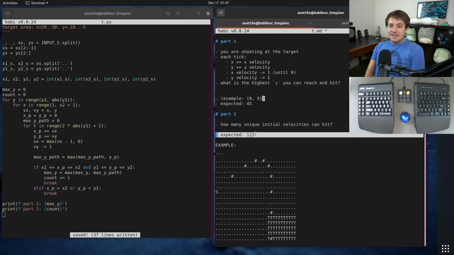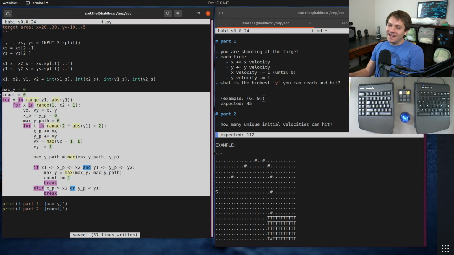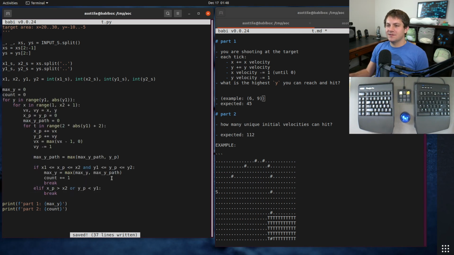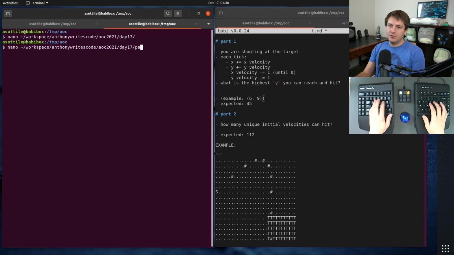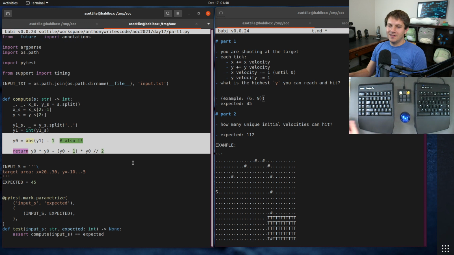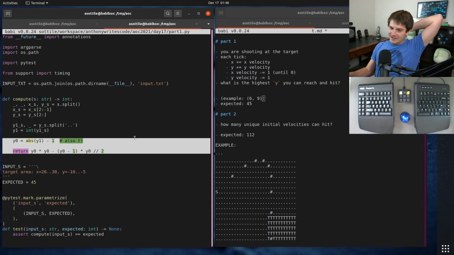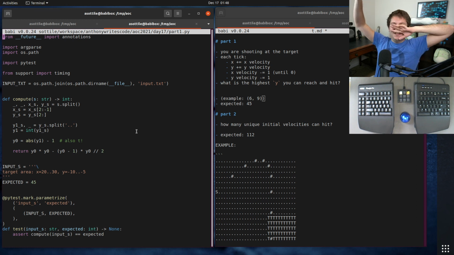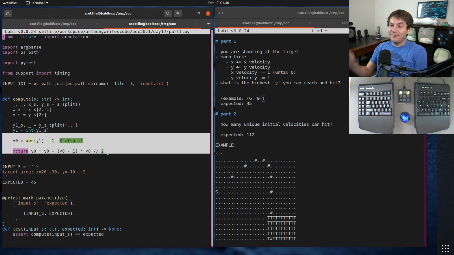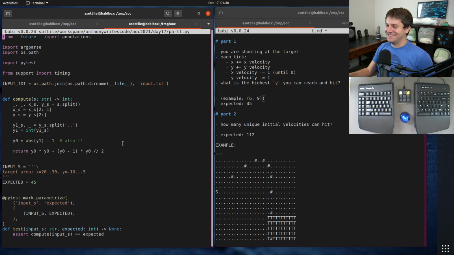Anyway, that's day 17. This is not how I approached it for part 1, but I did approach it this way for part 2. Let me just show you really quickly my part 1 solution. This is the kind of mathy way to figure out the velocities, and I figured this out by doing a little bit of algebra. Yeah, this is the shortcut way to do this. This is actually my fastest solution from any of my days.